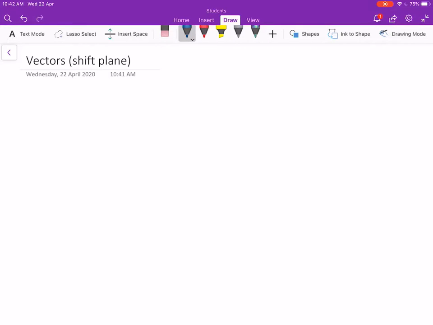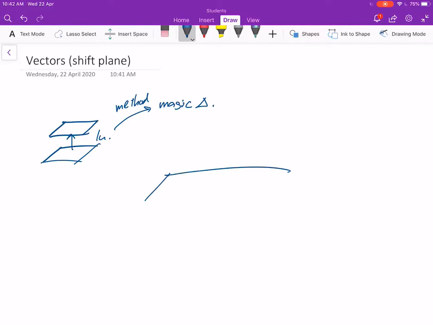Okay, so recall yesterday that we were solving a problem for a plane. If I were to shift it up in the direction of the normal by 1 unit, there's a certain way to derive the formula, correct? We use the magic triangle. How do we find the magic triangle?